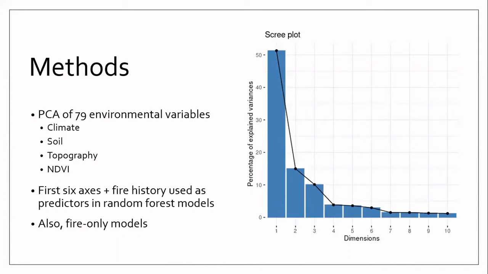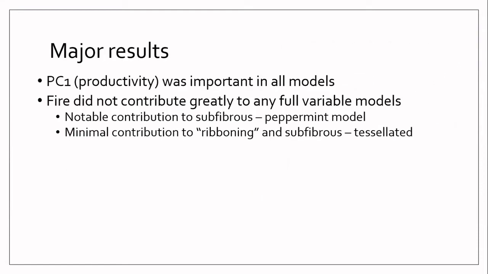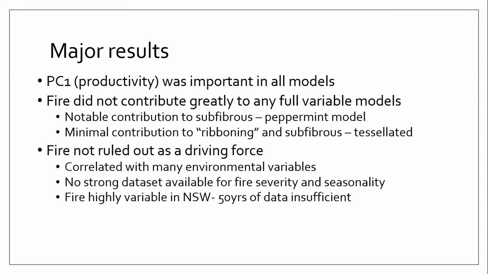So the fire history was the only predictor in the models, in order to directly test how predictable these bark type distributions were just from fire. What I found was that the productivity axis was important in all models, which is unsurprising. And fire did not contribute greatly to any of the full variable models, although it did have notable contributions to the subfibrous peppermint ribboning models. So the more ribboning species, rather than sometimes ribboning or short ribbons being formed, the ribboning categories, those really long distance and prolific ribbons, and the subfibrous tessellated models.